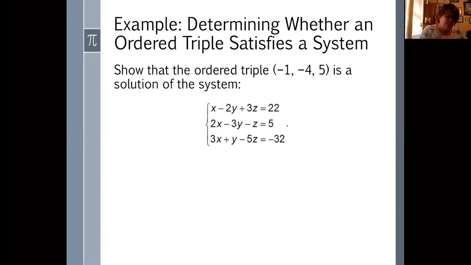So in an ordered triple, the first coordinate is the value for x. The second number in the ordered triple is the value for y. And the third number in the ordered triple is the value for z. So in our ordered triple, x is equal to -1, y is equal to -4, and z is equal to 5. So we're going to substitute these three values into all three equations and make sure that all three equations are satisfied. So let's try the first equation.